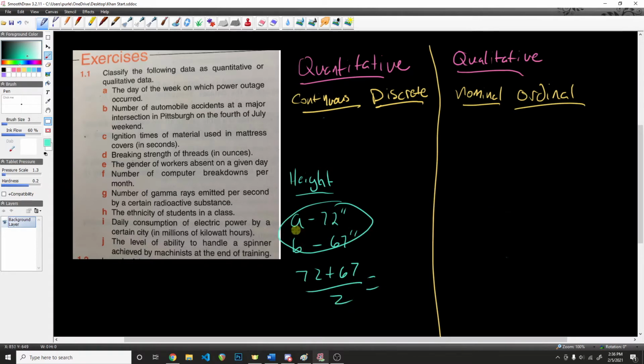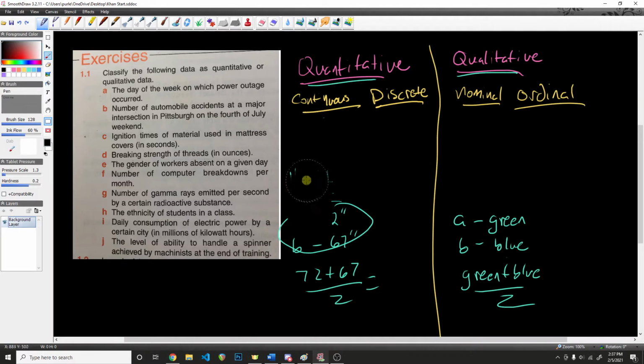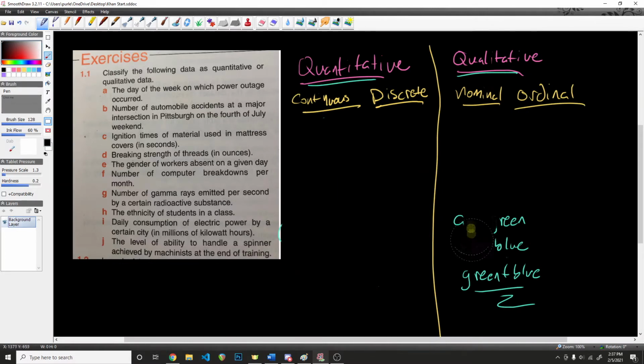But if I were to look at person A and person B and say that, okay, person A has green eyes and person B has blue eyes, I can't add green and blue together and get some kind of average. That just doesn't work out. So this is the main difference between having quantitative data and qualitative data. But we're actually going to go one step further and subdivide it, because even in quantitative data and qualitative data, we have different types.